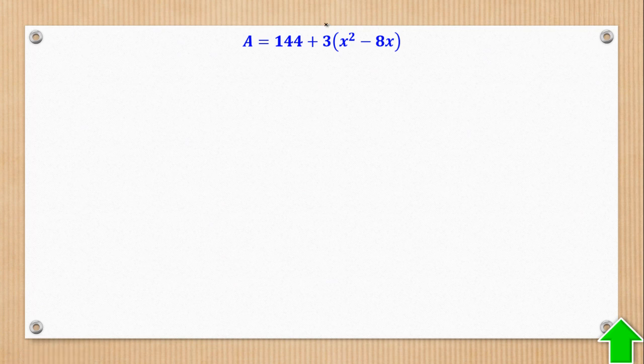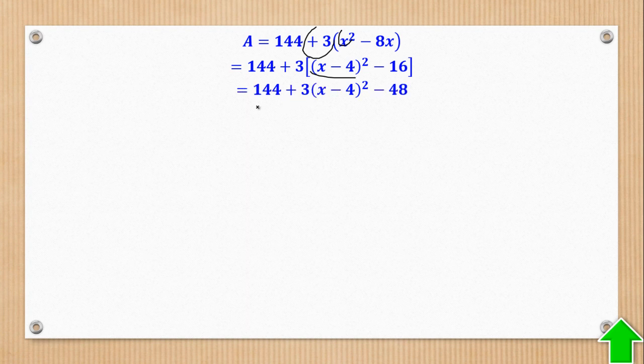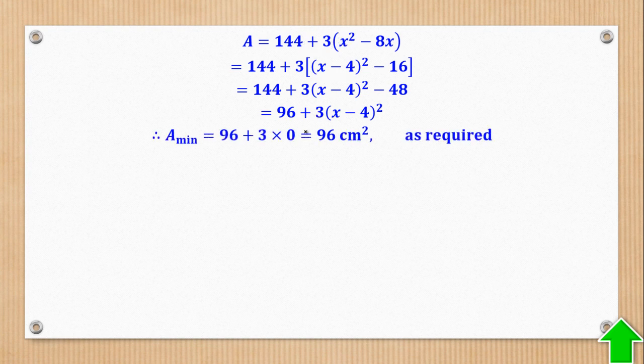I first factorize out positive 3 to make this coefficient positive 1. Then I complete squares, and then I open the square bracket and simplify. Then I remember that for the minimum, the squared term should be 0. So I'll come up with 96, which they wanted.